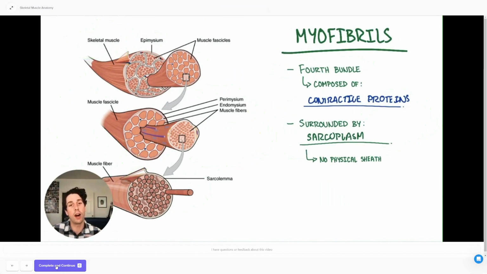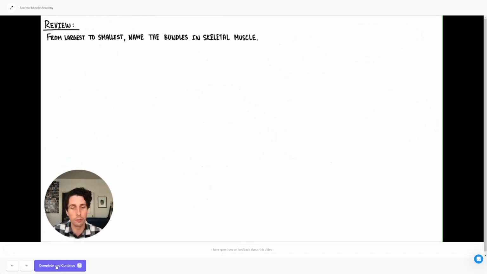And so that's going to be the smallest of the units that form skeletal muscle that we're going to talk about today. Just a quick recap of this, we can see that the myofibrils are going to be that fourth and smallest bundle. Those are composed of contractile proteins that work together to lead to muscle contractions. It has no physical sheath, but it has that sarcoplasm, which holds the myofibrils in place. Alrighty, so let's go on to this quick review.